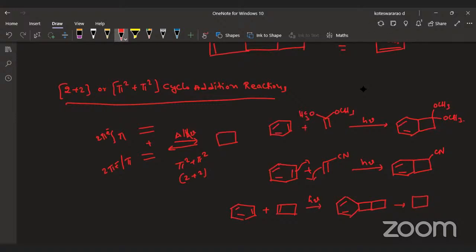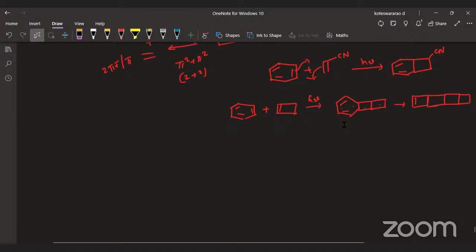That leads to the formation of a sequence of 1, 2, 3, 4 cyclobutane rings fused to each other, and a double bond is here. This reaction is regioselective with substituted benzenes. That is, the two substituents in the product are on adjacent carbons due to the addition of the olefin.